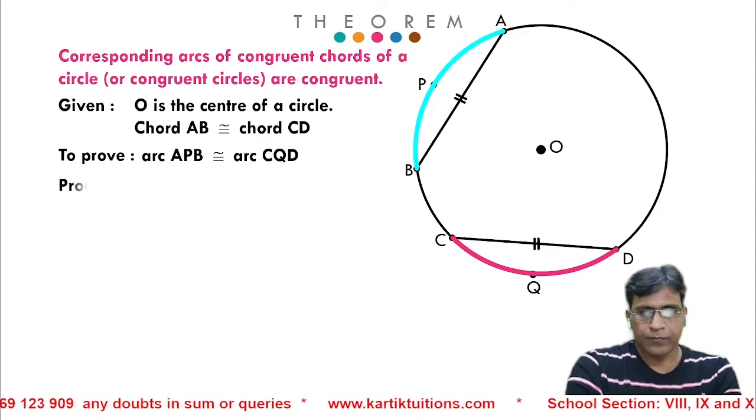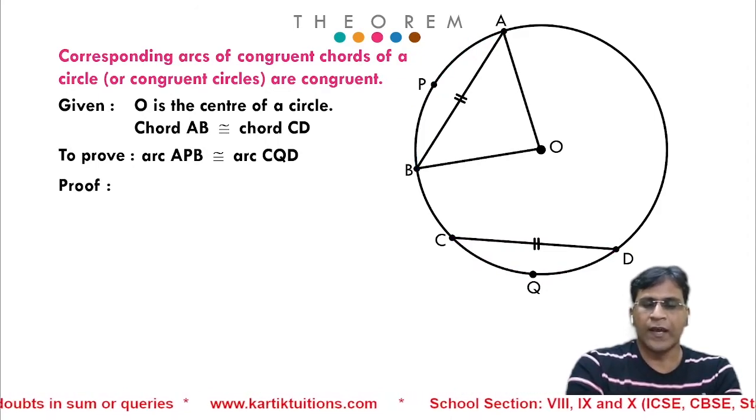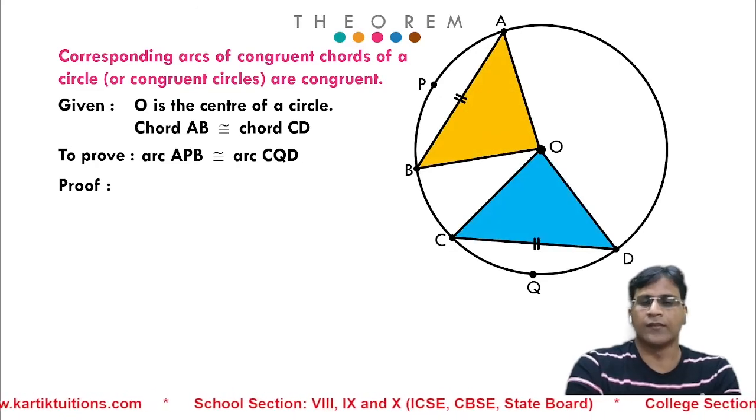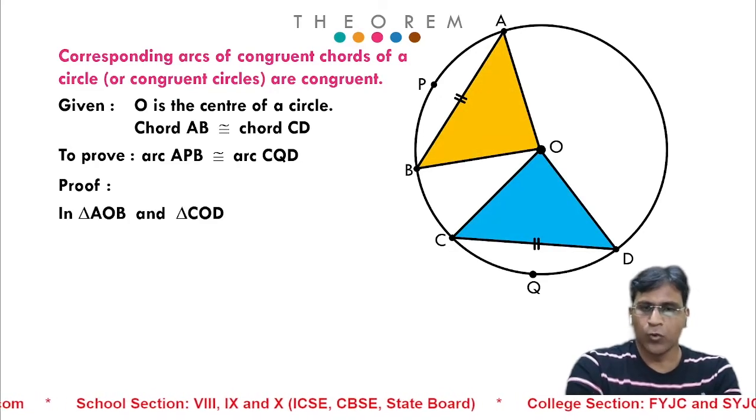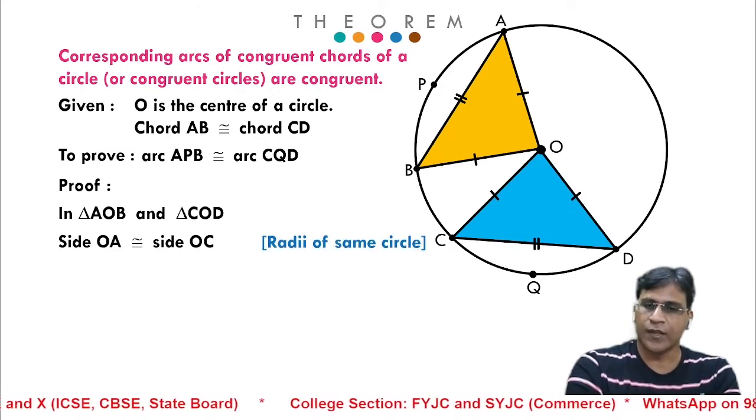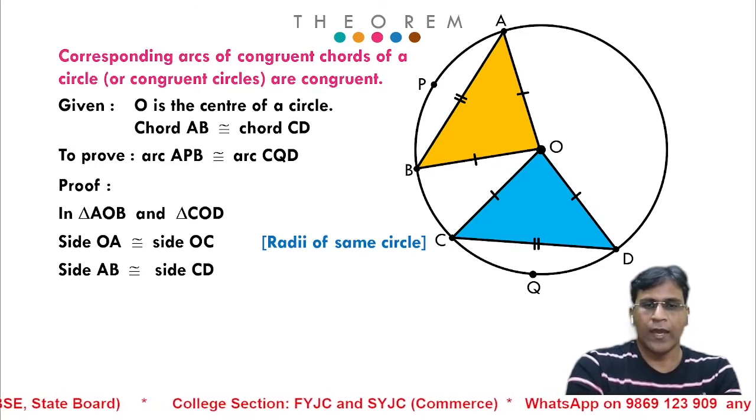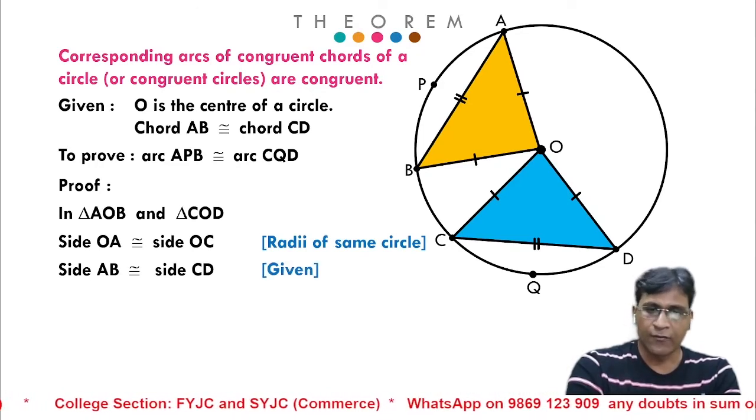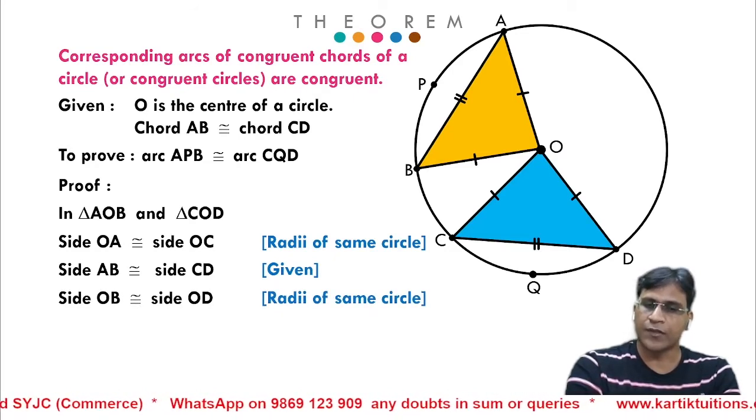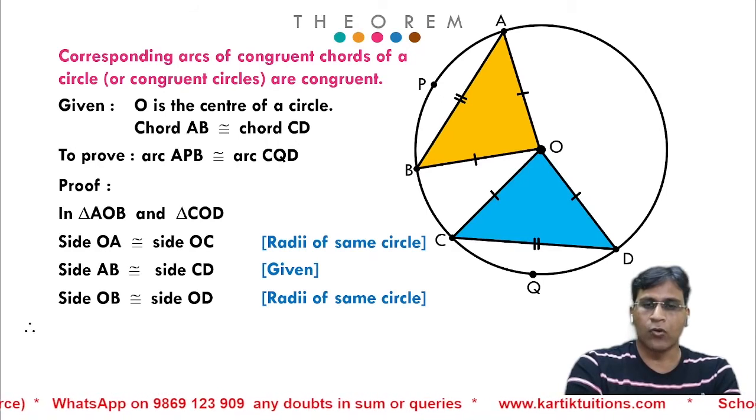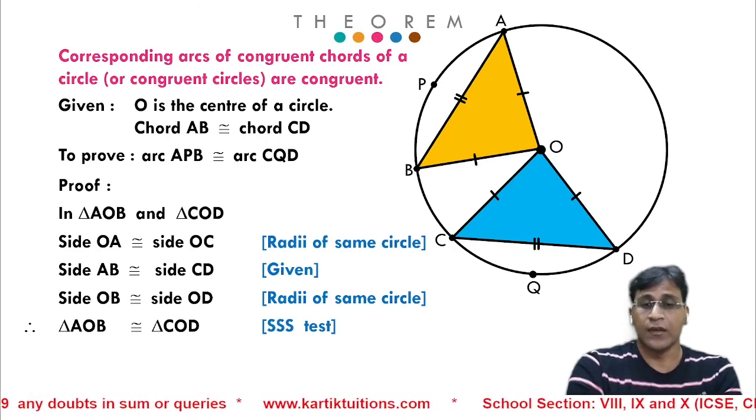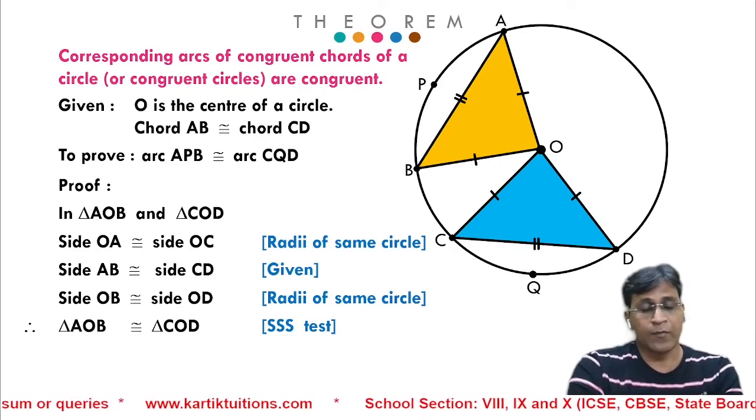Now here, if you observe, we need the help of a triangle. We are going to talk about triangle AOB and triangle COD. In both the triangles, first, OA is congruent to OC. Why? Radii of the same circle. Then AB is congruent to CD. That is given. And again OB is congruent to OD, radii of the same circle. So both the triangles will be congruent by which test? SSS test. Now see, both the triangles are congruent, therefore their remaining elements are congruent.